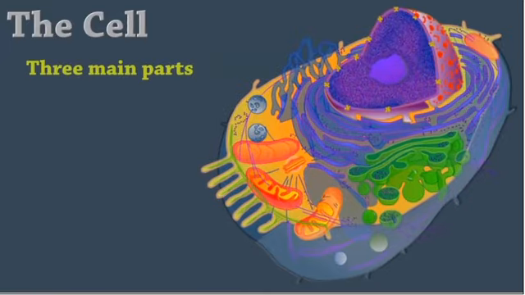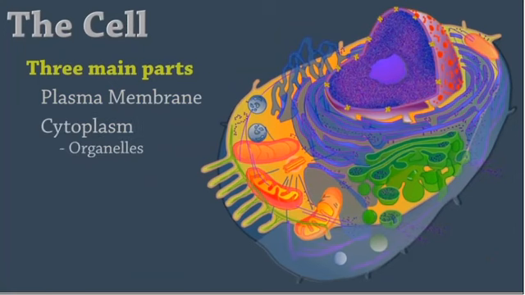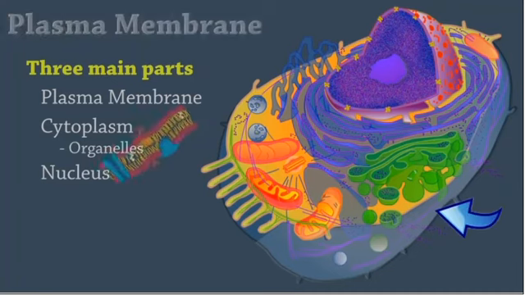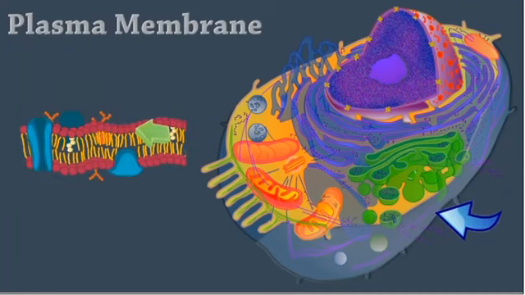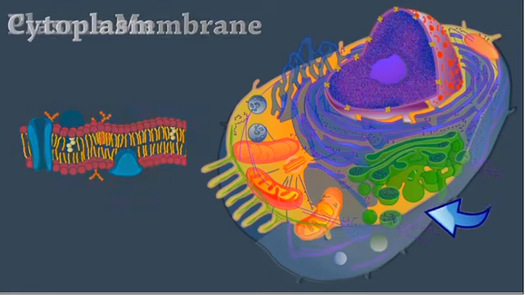All animal cells have three main parts: the plasma or cell membrane, the cytoplasm, which contains the organelles, and the nucleus. The plasma membrane encloses the cell. It's made from a bilayer of phospholipids, cholesterol, and proteins, and it acts as a semi-permeable barrier. It creates the cell's internal and external environments.